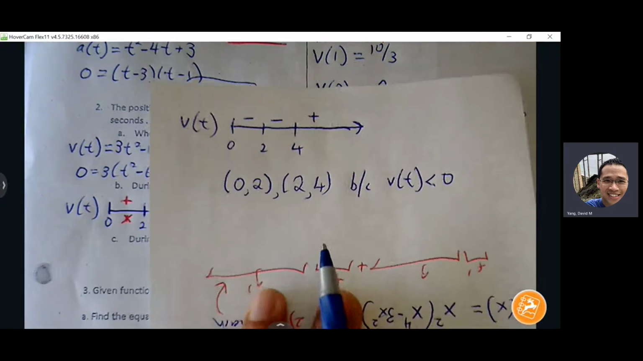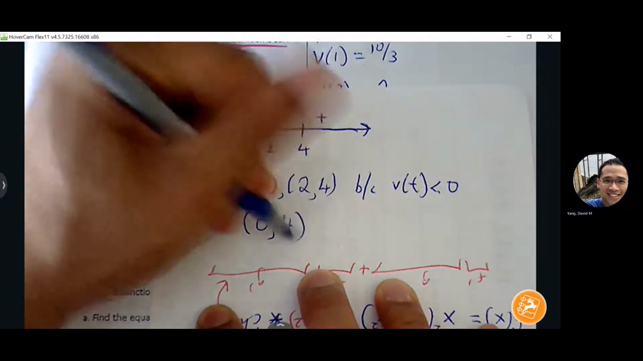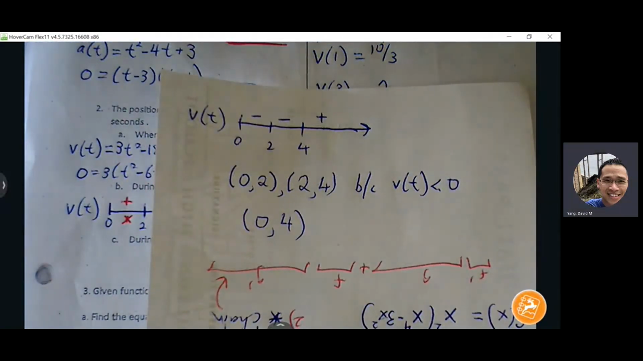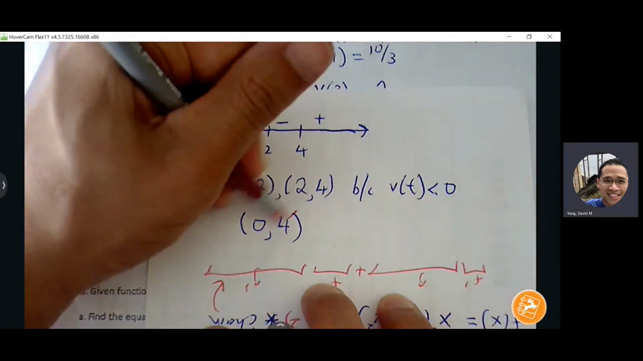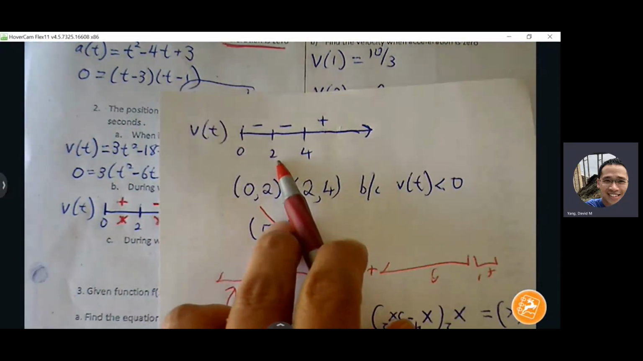Okay, what can you not do? You can't say 0 to 4. Why is that? Is that rest? Good. So we cannot include 2 as part of negative velocity because it's not moving there, right?